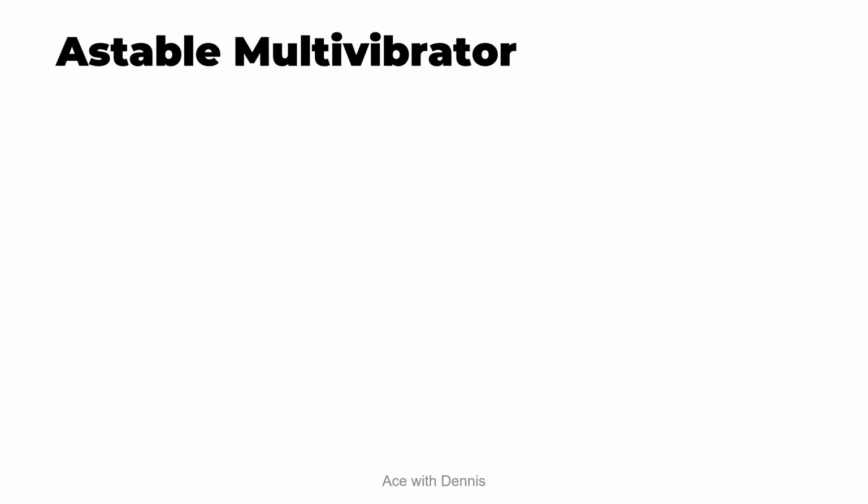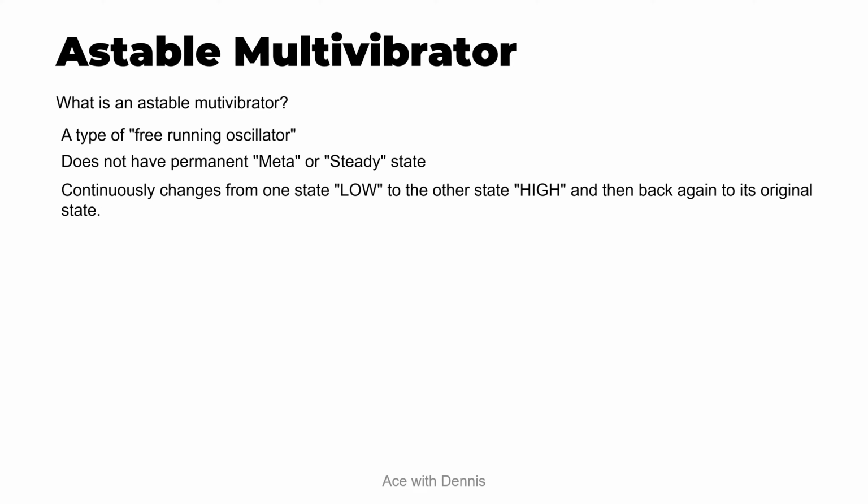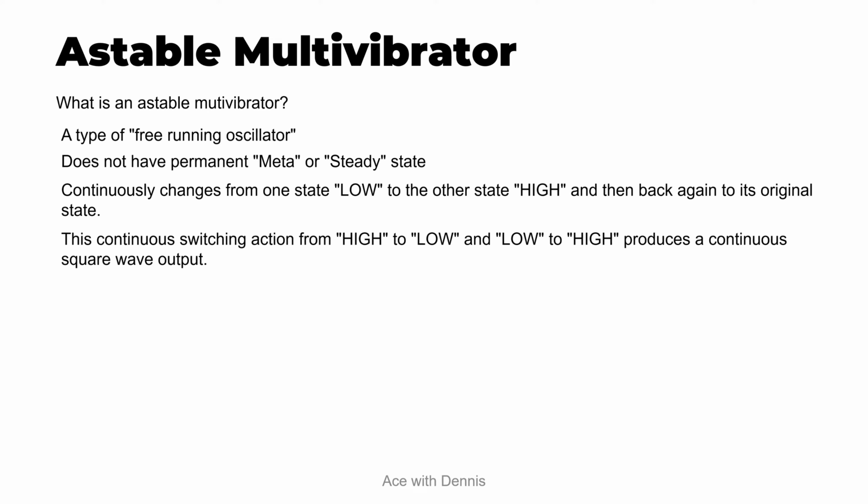Lastly, we discuss astable multivibrator. What is an astable multivibrator? An astable multivibrator is a type of free-running oscillator where it does not have a permanent stable or steady state. It continuously changes from one state, low, to the other state, high, and then back again to its original state. This continuous switching action from high to low and low to high produces a continuous square wave output.